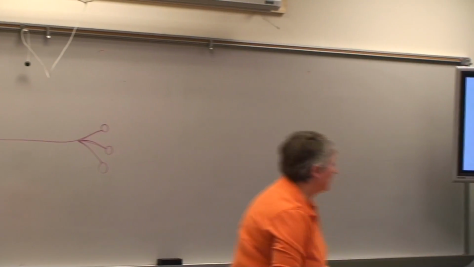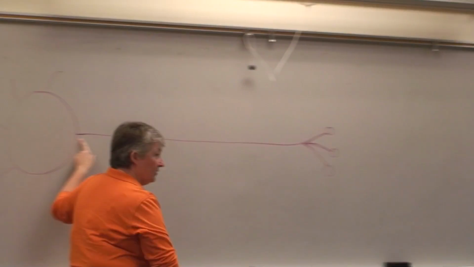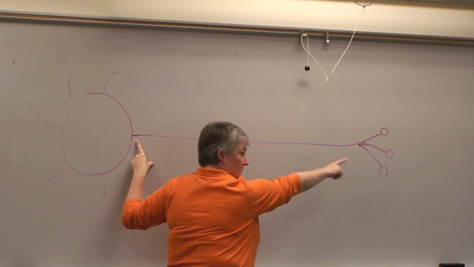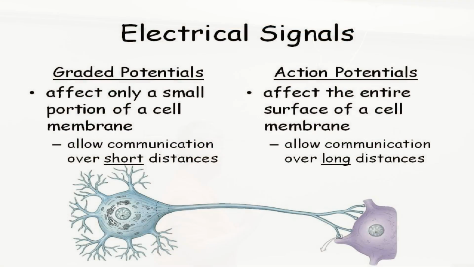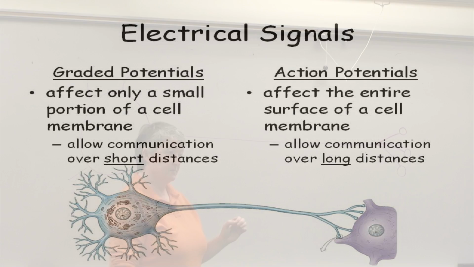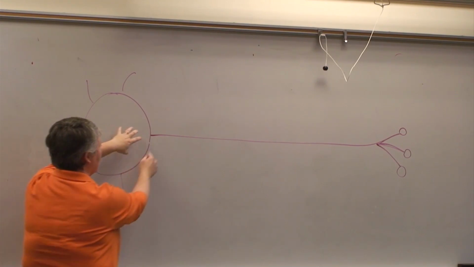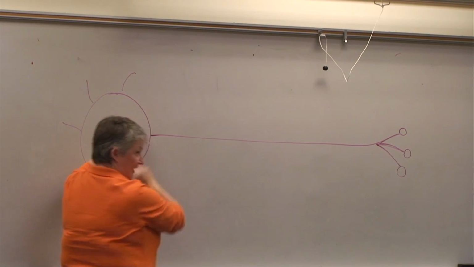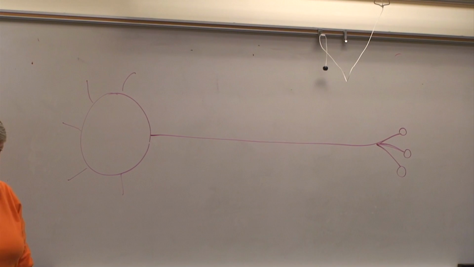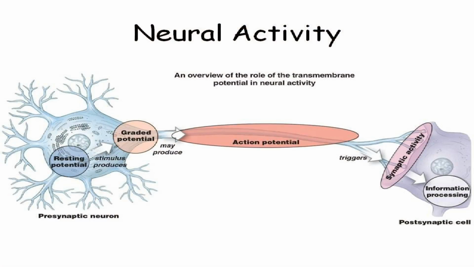Once you get the first voltage gated channel open, then it's like dominoes, the rest of them open. And that's why action potentials affect large areas, because they involve voltage gated channels. But you've got to have a graded potential that's strong enough to open that first voltage gated channel. Does that make sense?